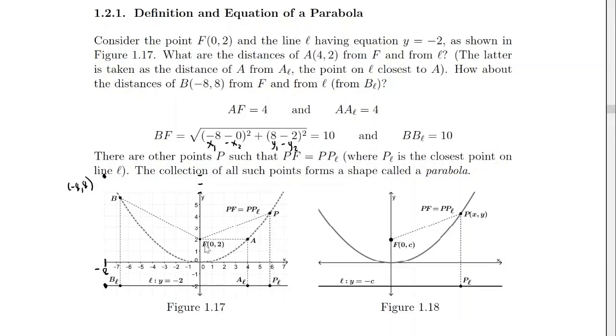That means that having any point on this curve, so let's have point P, the distance from point P to F is always equal to the distance from P to the point on L that is closest to P. So this distance is always equal to this distance. And the collection of all such points forms a shape called a parabola. So this is an example of a parabola.